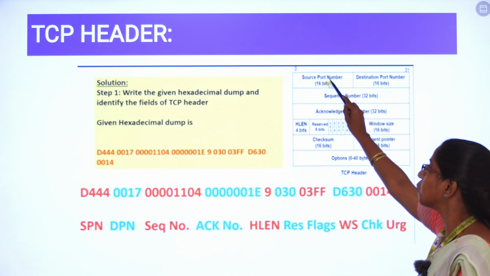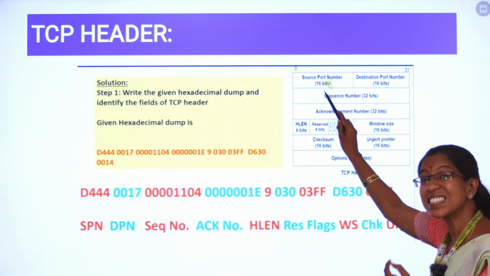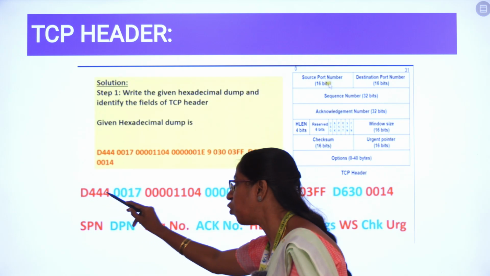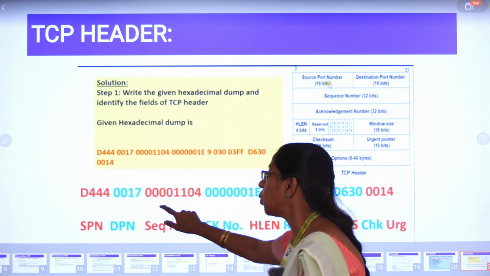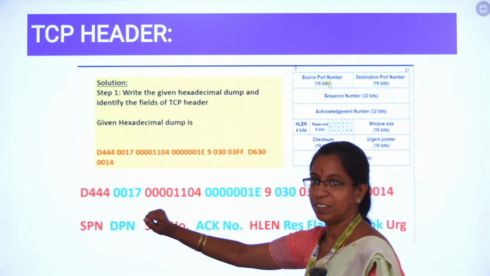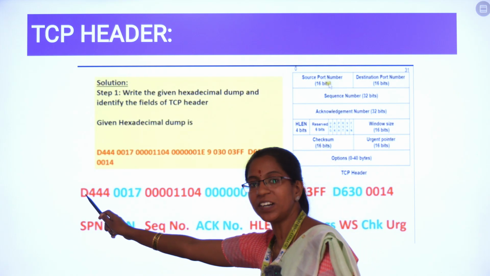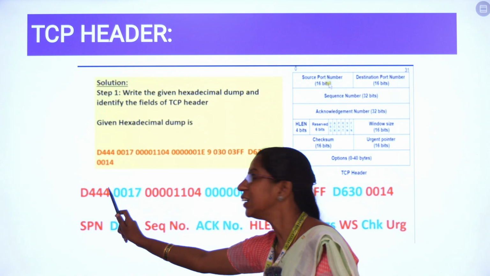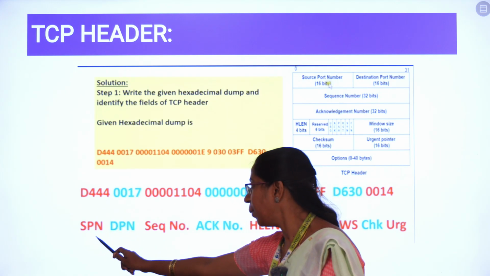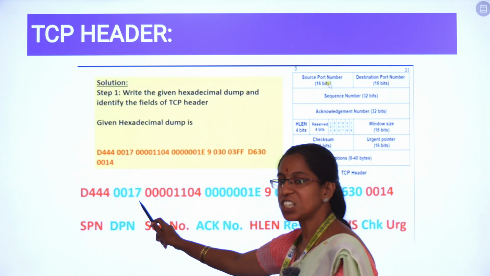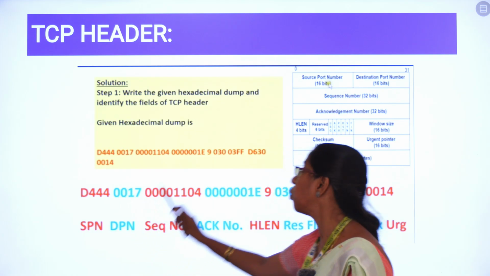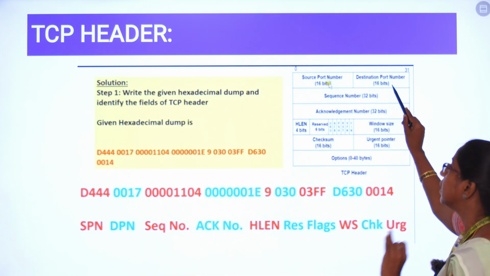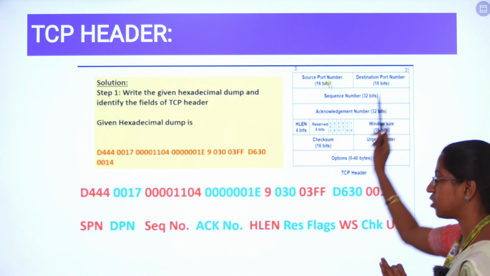First field, source port number, is a 16-bit field. 16-bit field means four hex digits, each occupying 4 bits. So this 16 bits is the source port number. The second 16 bits is the destination port number. So first, source port number 16-bit, destination port number again 16-bit.